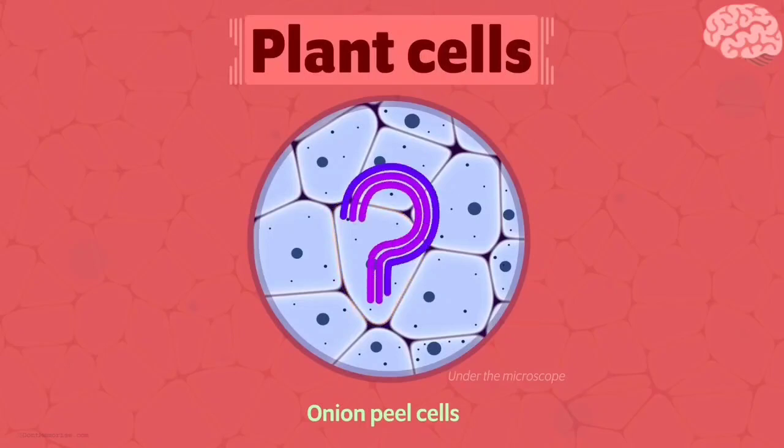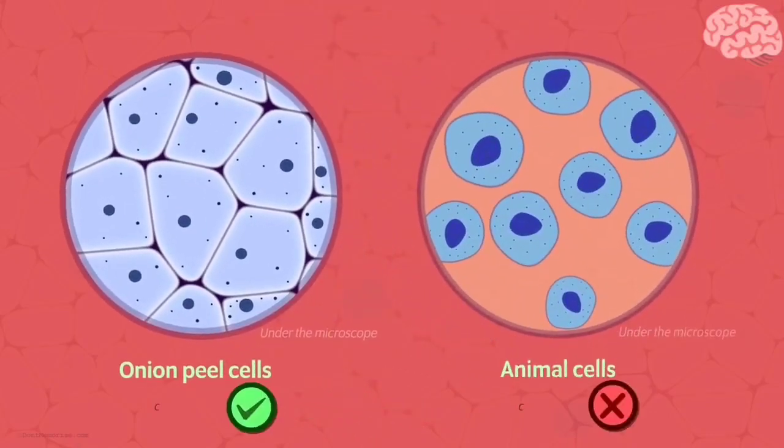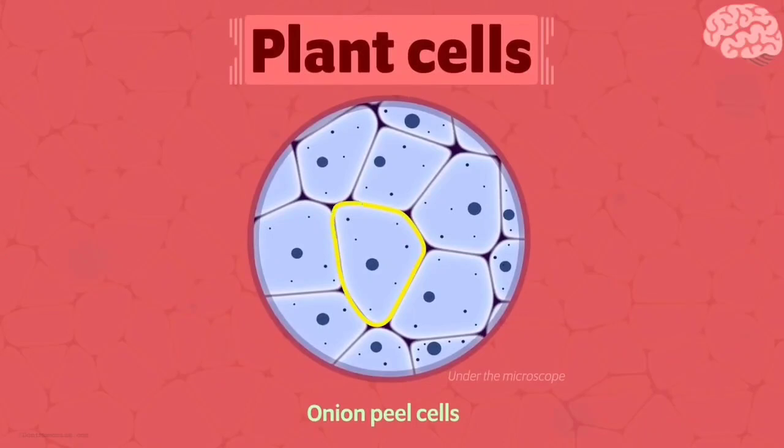Do you think all cells have a cell wall? The answer is no. That's because animal cells do not have a cell wall. An animal cell only has the plasma membrane and not the cell wall. The cell wall acts as a protector in the plant cell.